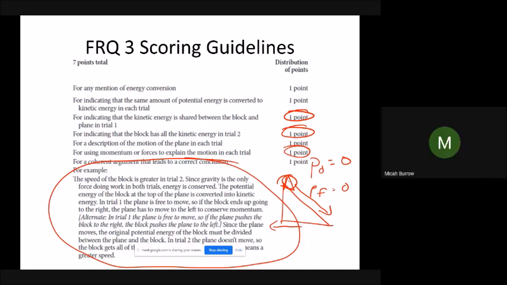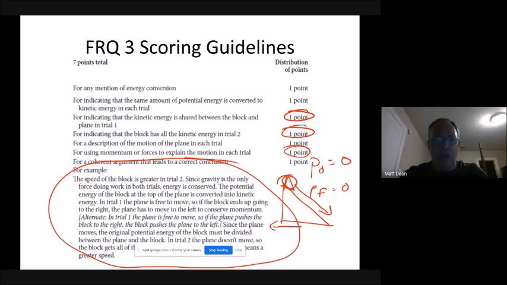Hey, Mr. Dean. Yes, sir. How do we know that the box is moving? I mean, the plane is moving in the first one where it's not fixed?